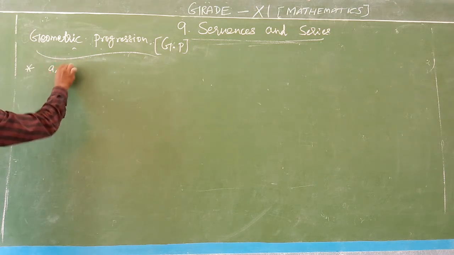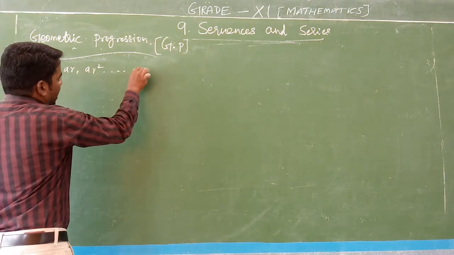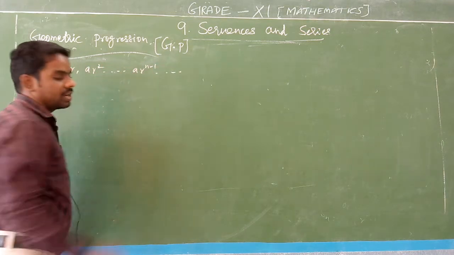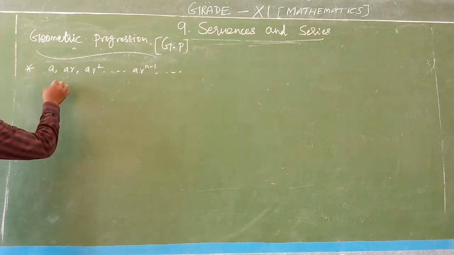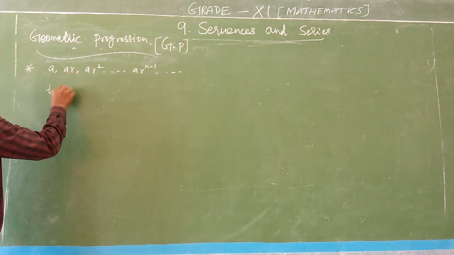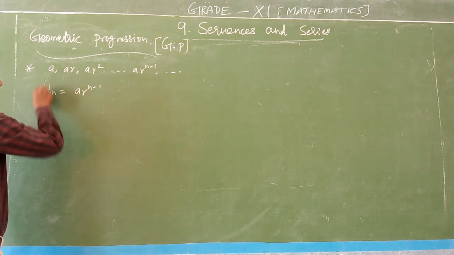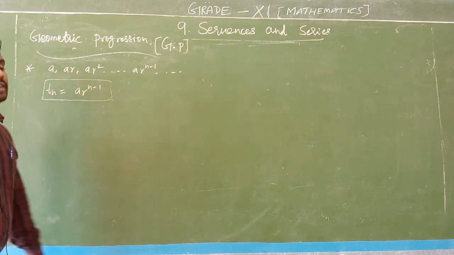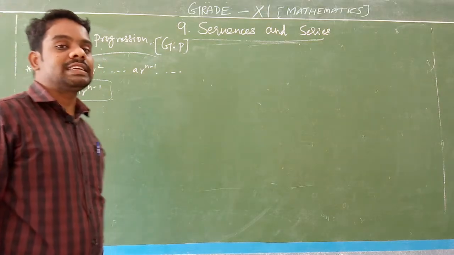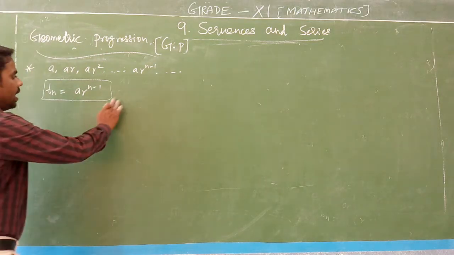The general term is a, ar, ar square and so on, ar power n minus 1 and so on. This is a geometric progression. a is the first term, r is the common ratio, and the nth term of the sequence Tn is equal to ar power n minus 1. This is one important formula. And the last term of a finite sequence is ar power n minus 1.